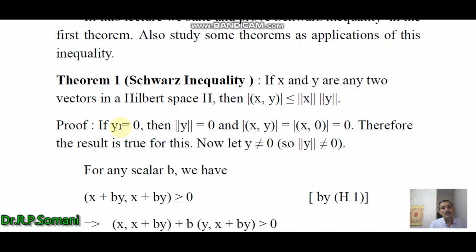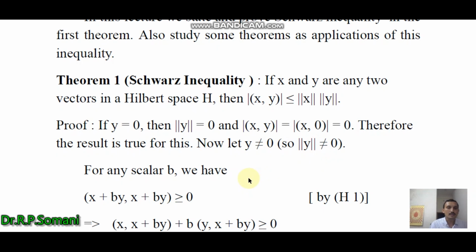First, if y equal to 0, then norm y equal to 0 by the property of the norm, and modulus of the inner product of x, y equals modulus of the inner product of x, 0, which equals 0. Therefore, the result is true for this. That is, when y equal to 0, both sides of this inequality are 0. So now we let y be non-zero. Therefore, norm y is also non-zero.